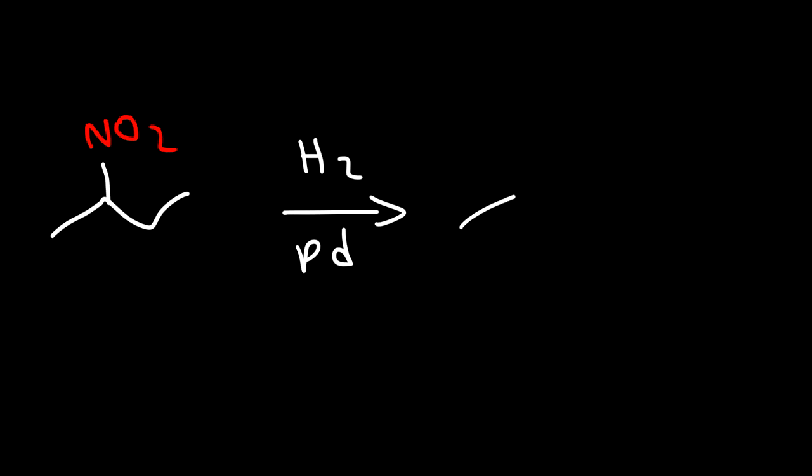So here's another example. So let's say the NO2 group was on a secondary carbon. Another way in which we could reduce the NO2 group is by using catalytic hydrogen gas. So hydrogen gas with a metal catalyst. And that's going to turn the NO2 group into an NH2 group. So that's how you can make an amine from a nitro group.